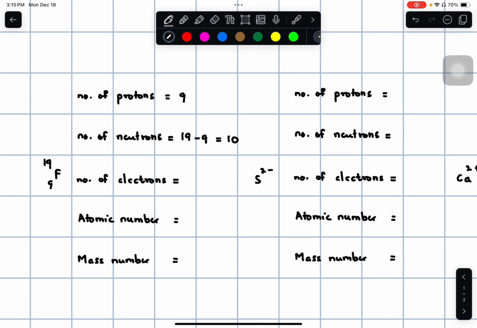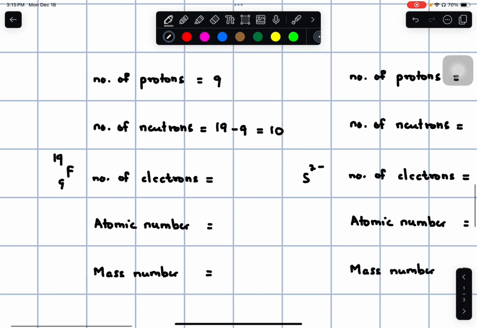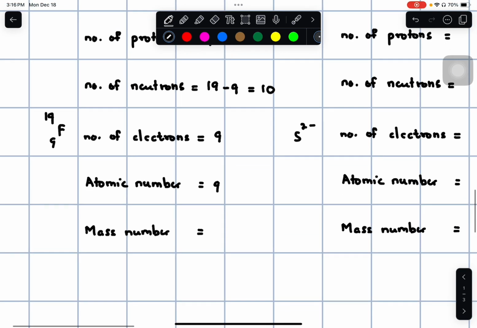Now, for the number of electrons, this is not an ion, this is a neutral atom, so the number of protons would be equal to the number of electrons. Now, the atomic number is the number of protons, or the proton number, so this will be 9, and the mass number will be the sum of protons plus neutrons, so it would be 9 plus 10 equals 19, which you can already see from here as well.